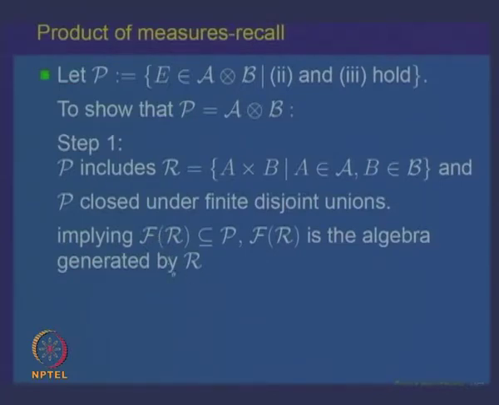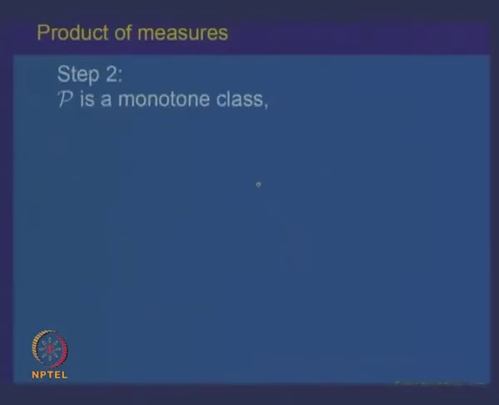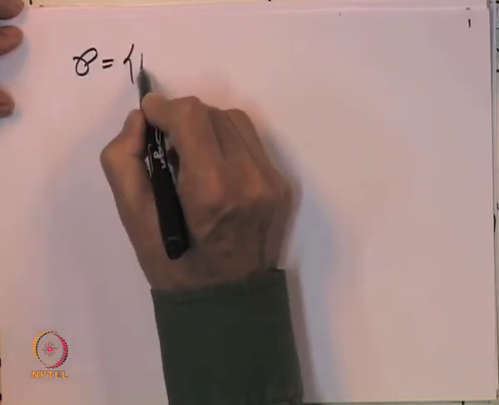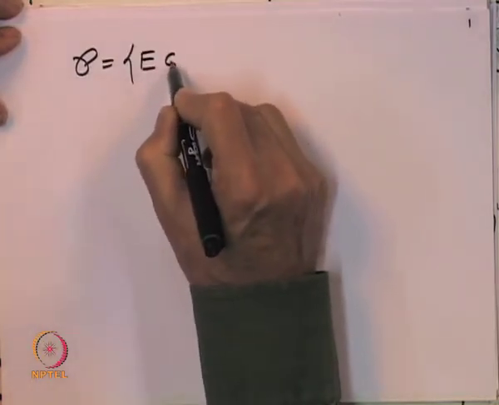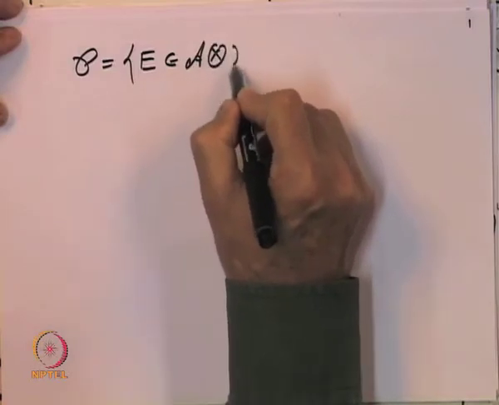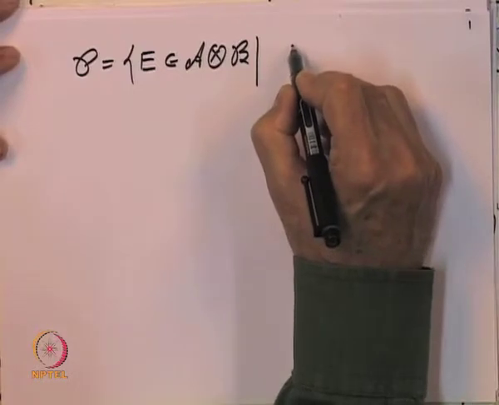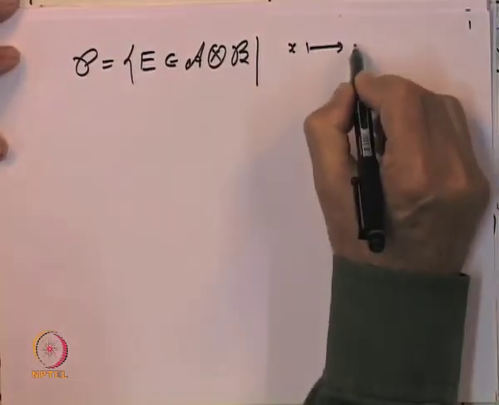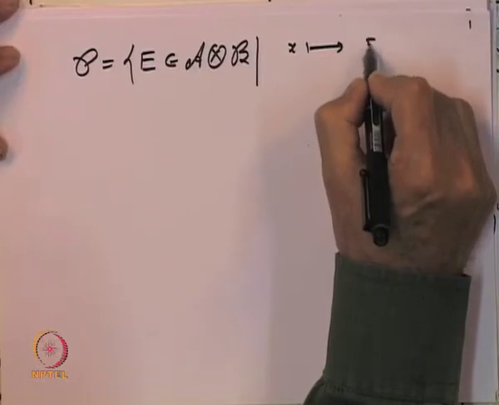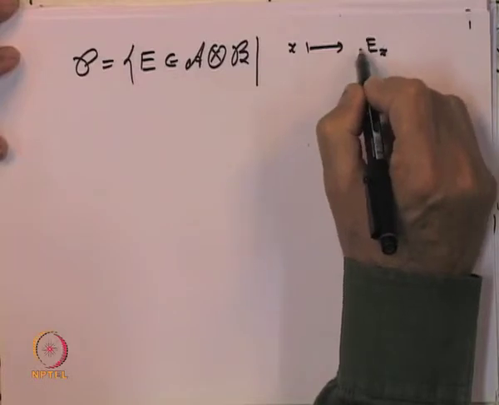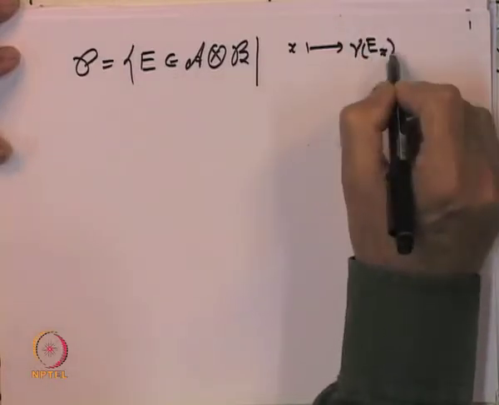So, to complete that proof we have to only show that the class P is a monotone class. So, let us start proving that P is a monotone class. So, P is the class of all those subsets E belonging to the product sigma algebra A times B, such that if we take the set E and take its section at x, that is a subset of the set Y in the sigma algebra B. So, nu of that makes sense. So, we get this function.